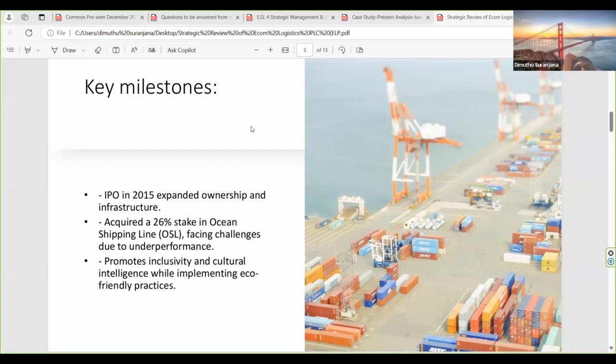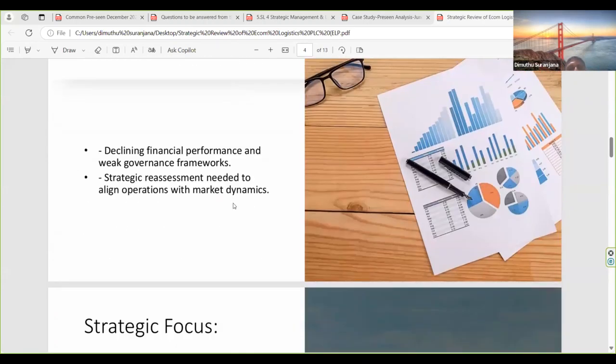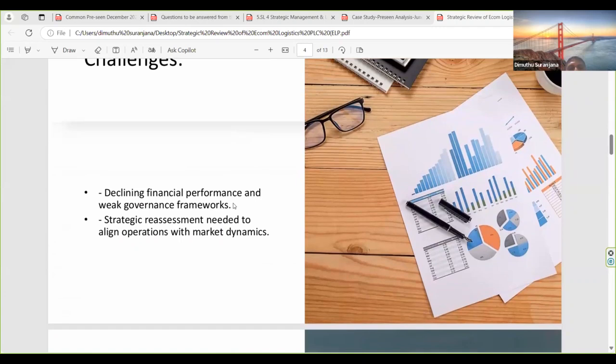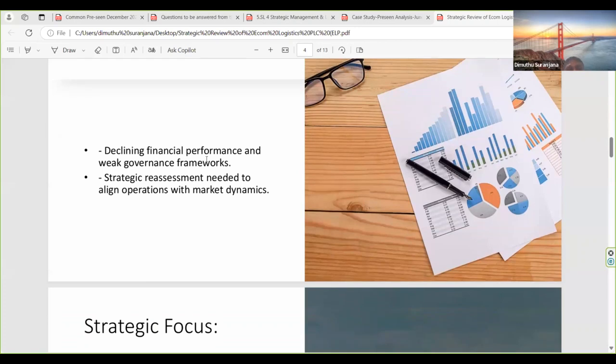If you look at this particular organization, they promote inclusivity and cultural intelligence while implementing corporate practices. Some of the challenges: their financial performance is declining, and they have a weak governance framework also. They want to do a strategic assessment to align operations with market dynamics, right?